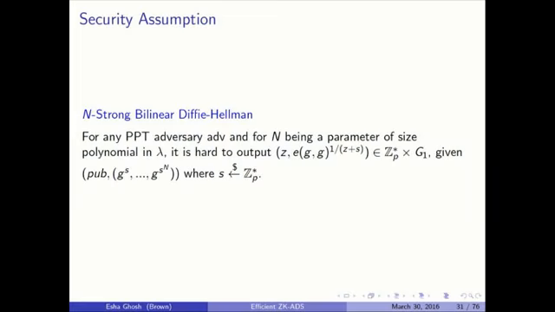I'm not going to prove it here, but the proof is based on the n-strong bilinear Diffie-Hellman assumption, which basically says that for a PPT adversary who has access to these public parameters, it is hard to invert in the exponent. That's the intuition the proof is based on. Okay, now we're on to the next part.